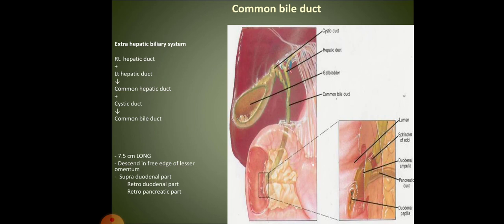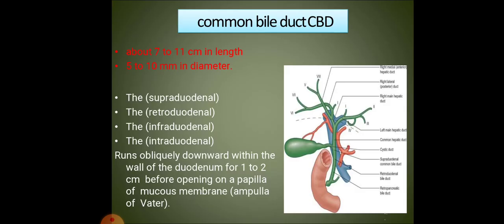Then the common bile duct. It is the extrahepatic biliary system again. It is formed by the right and left hepatic duct. Right and left hepatic ducts combine to form common hepatic duct. Common hepatic duct combines with the cystic duct to form common bile duct. It is 7.5 centimeters long, descending in free edge of the lesser omentum. Lesser omentum is nothing but the peritoneal fold which is connecting the liver with the lesser curvature of the stomach. Then it has supraduodenal part, retroduodenal part, and retropancreatic part.